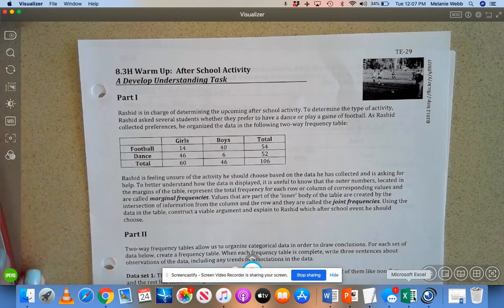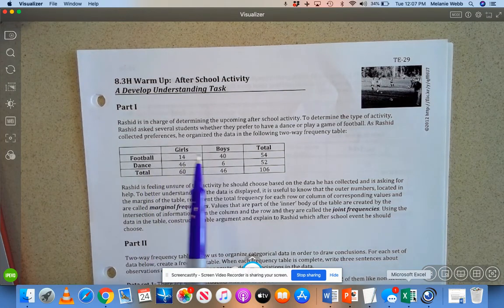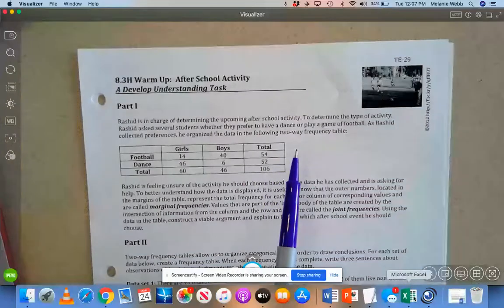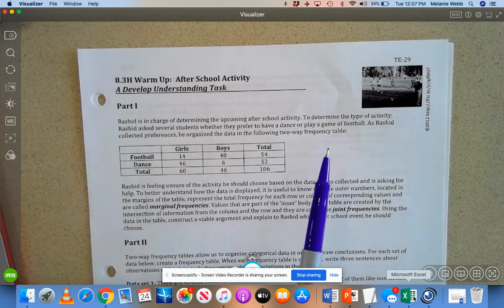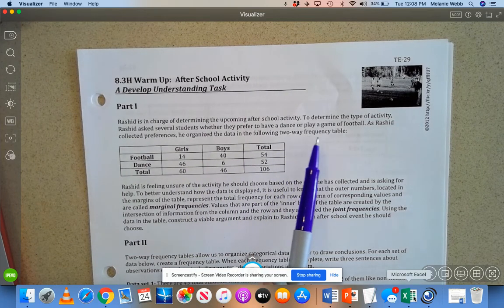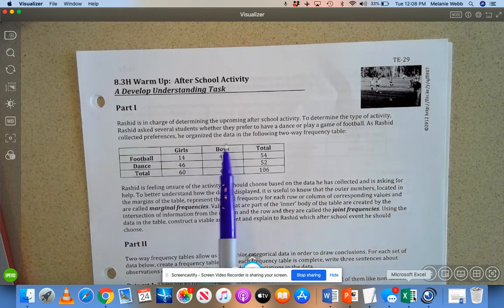I'm going to just go through the lesson for 8.3 for Math 1 Honors. So it's about two-way frequency tables. All right, so part 1, Rashid is in charge of determining the upcoming after-school activity. To determine the type of activity, Rashid asked several students whether they prefer to have a dance or play a game of football. As Rashid collected preferences, he organized the data in the following two-way frequency table.